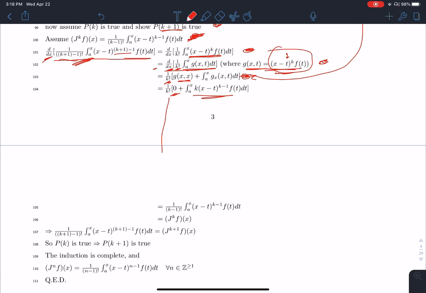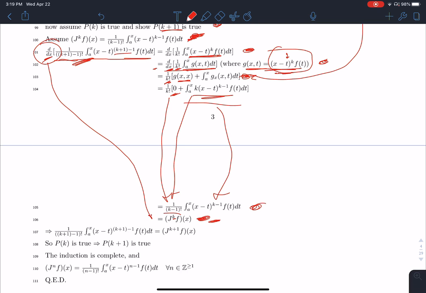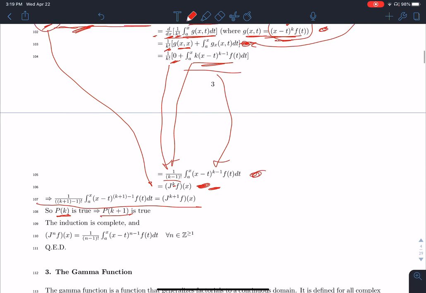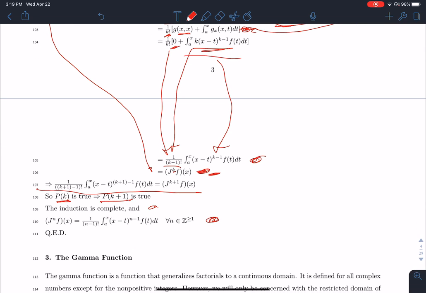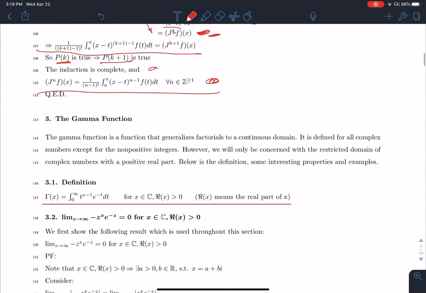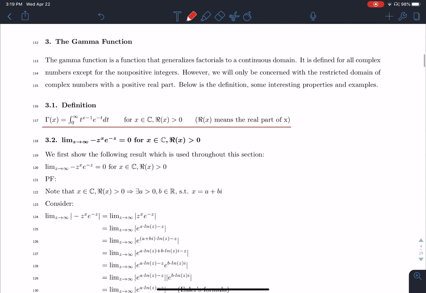Okay, so now we can combine this k and this k to get this. And the right-hand side stays the same, so now we have this line. And hey, this is the kth integral of f of x. Nice, okay. And we had this d dx in front, so keeping that in mind, we know that this is true. So Pk is true implies Pk plus 1 is true, and the induction is complete. This is proven. Good.